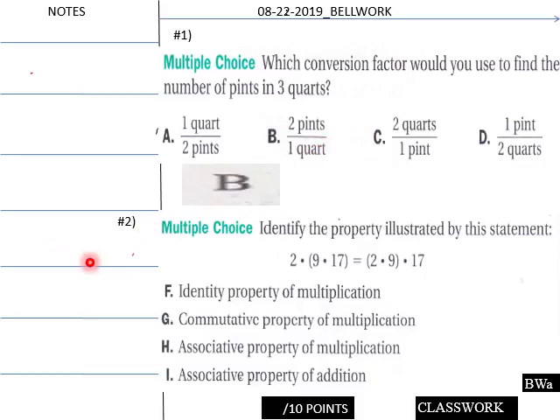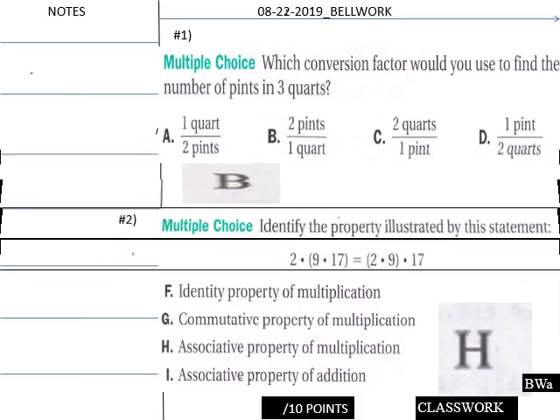And then for number 2 here, identify the property that we use. The associative property, we just change our associations here of this product. We just moved our 9 inside. We could have moved the 17 over here too. It wouldn't have changed the solution.